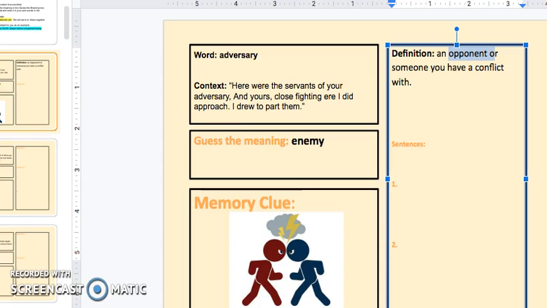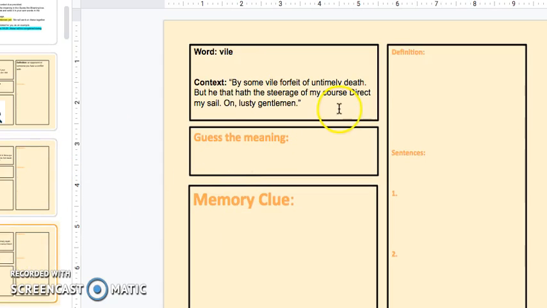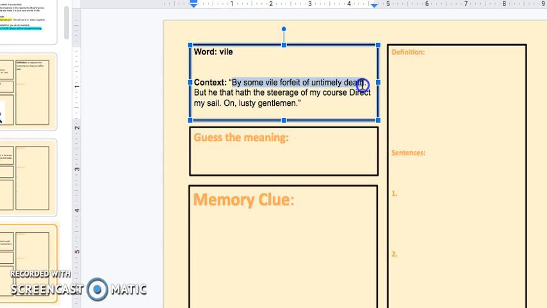I haven't brought this up with any class yet, so I know all of you need to do it. Vile is on slide 4. Vile was in scene 4 of Romeo and Juliet when Romeo was talking about his dream and said his life is going to expire by some vile forfeit of untimely death. Note vile, V-I-L-E, which is different from V-I-A-L. V-I-L-E is an adjective. It's going to describe something. In this case, vile is describing his forfeit of death.